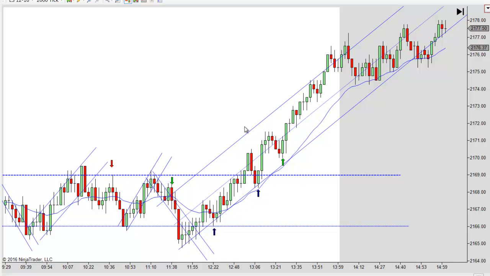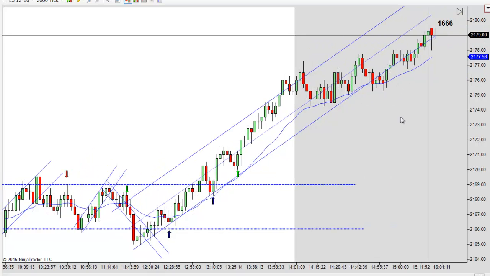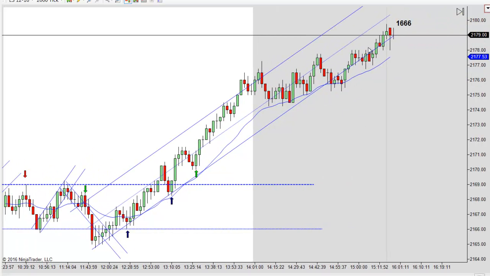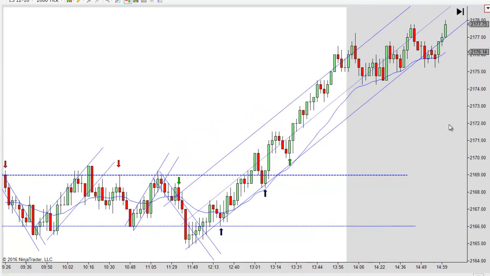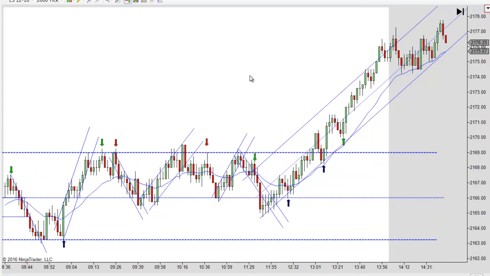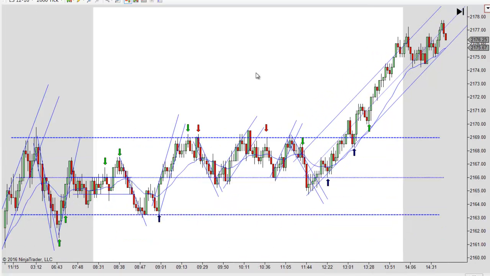And you could have ridden this all the way up into the close, or at least until you got a break outside this channel. But if you'd have ridden that all the way up just prior to the close, you'd have got out near the high. So yeah, not a lot of trades today, not a lot going on. This is pretty flat. It's really a flat channel, and it's not very big. It's only about 6 points.